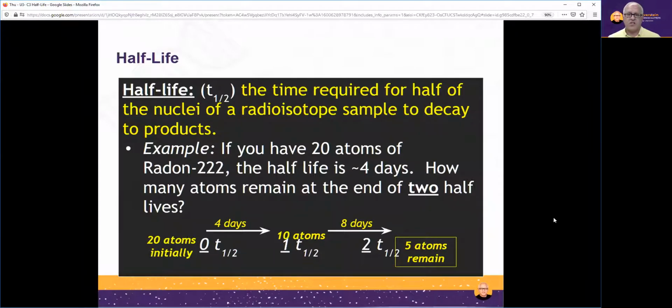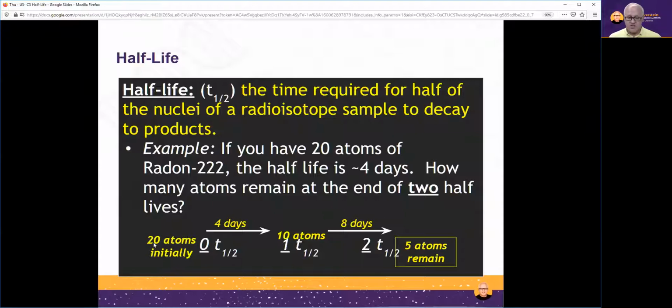So let's look at half-time. Half-time is time in half. It's the time required for half of the nuclei of a radioisotope sample to decay to products. So for example, let's say we had 20 atoms of radon-222, and the half-life is 4 days. How many atoms remain at the end of 2 half-lives?